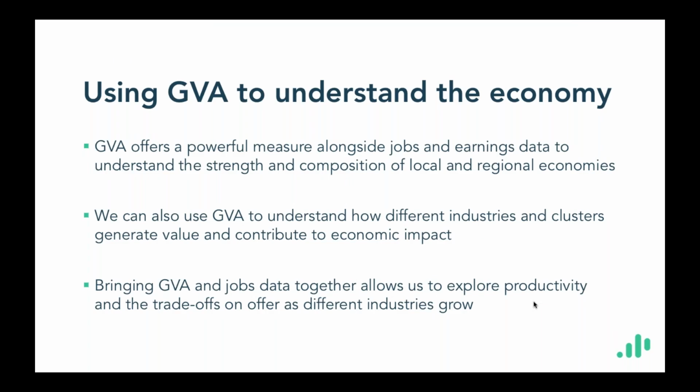So how do we use GVA to understand the economy? It's about understanding the local strength composition, and as I mentioned before, that trade-off between high value, high productivity industries and low value, low productivity industries that may provide a higher volume of jobs. And this is about supporting organisations like local enterprise partnerships and local authorities, and the work that we do with them, to inform their decision making and understand how they can target the resources and capacity they've got, and what interventions they may want to target.